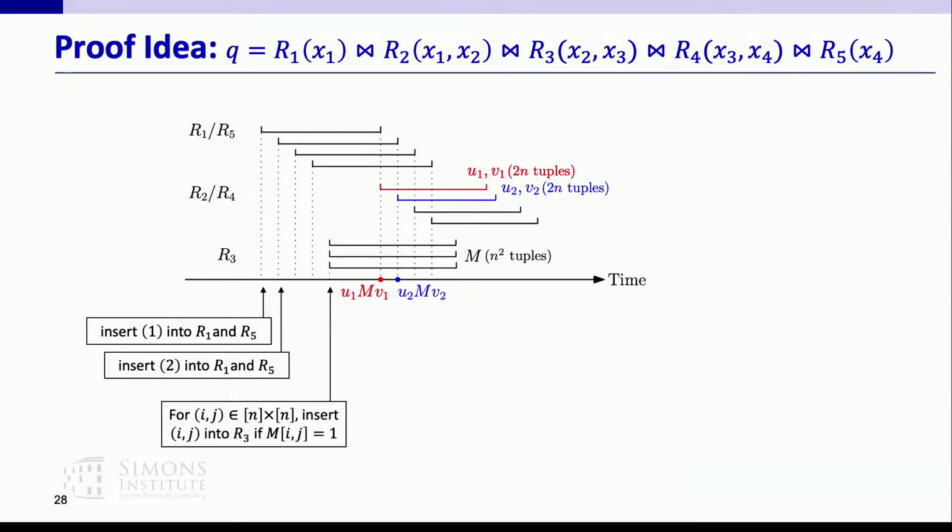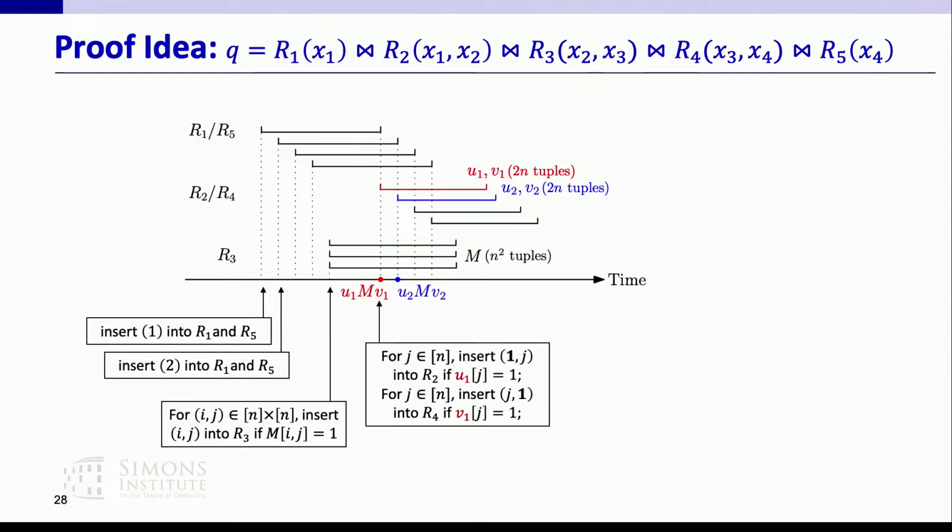Same idea, we still want to use the middle relation R3 to encode the matrix. And for R2, we encode the vector U, and R4 encodes the vector V here. But we need another indicator information here. So in the first time, they are both 1. Then at this time, we can show that Q is not empty if and only if this is true. Then we just delete 1 from R1 and R5.